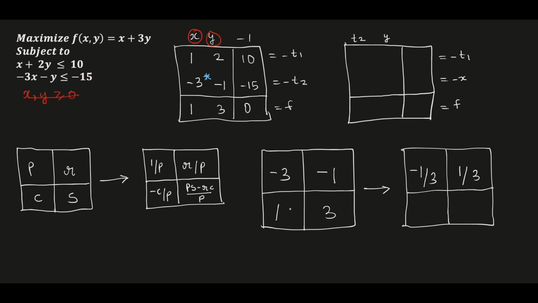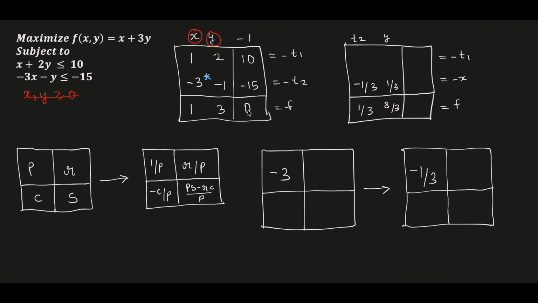This is -C over P, so -1 over -3, so positive 1 over 3. And this one is P times S, so -3 times 3, minus R times C over P, which is -3. So we will get positive 8 over 3. Now we can fill in the values here.